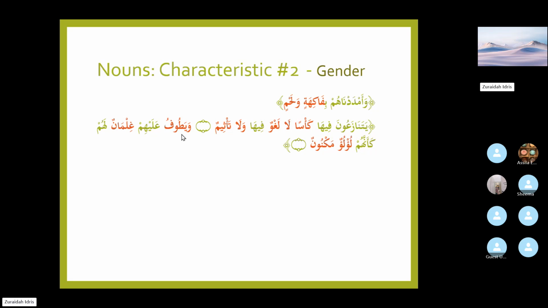Sister Salina. Yes. Wa, why? Wa is harf. Yatufu, most likely fi'il. Yes, excellent. Wilmanun. Maknun, maknun got tanwin, so it is isim masculine. Oh, how do you know it's masculine?